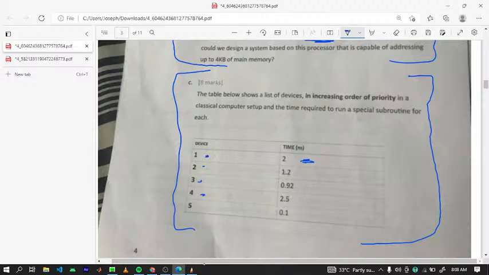If device 4 just immediately starts its process and device 5 has an emergency, it will wait for 2.5 nanoseconds before it can attend to device 5. You understand? If device 3 has started, it will have to wait for 0.92 nanoseconds. If device 2 starts its subroutine and then device 5 gets an emergency, it will have to wait for 1.2 nanoseconds. In the worst case, device 4 has started a routine, and then they bring device 5 an emergency. I hope you understand, right?